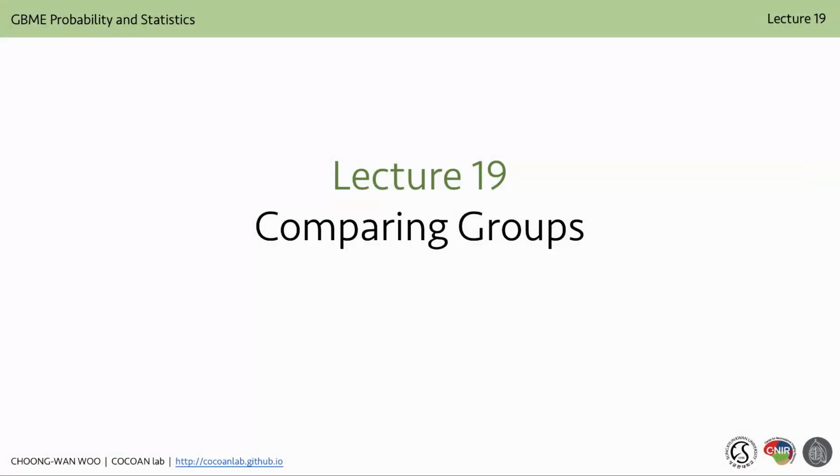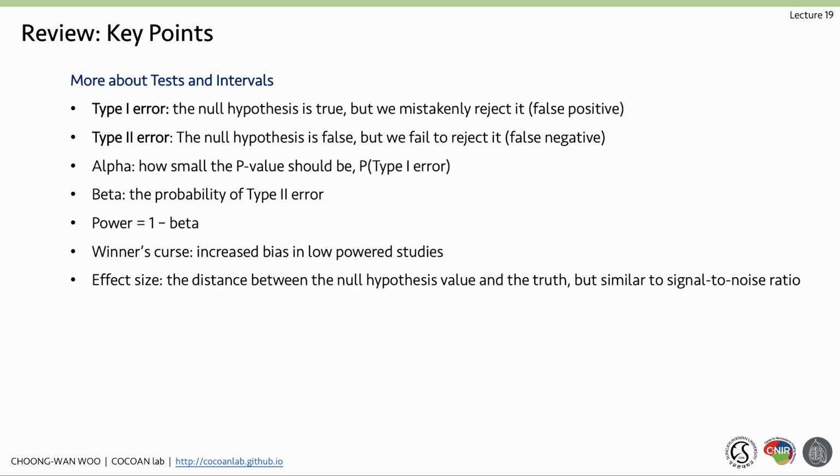Hi everyone, so today's topic is going to be comparing groups. And these are the things that we learned in the last lecture. Type 1 error, type 2 error, alpha and beta and power, that is 1 minus beta, and winner's curse and effect size. I hope you remember everything.